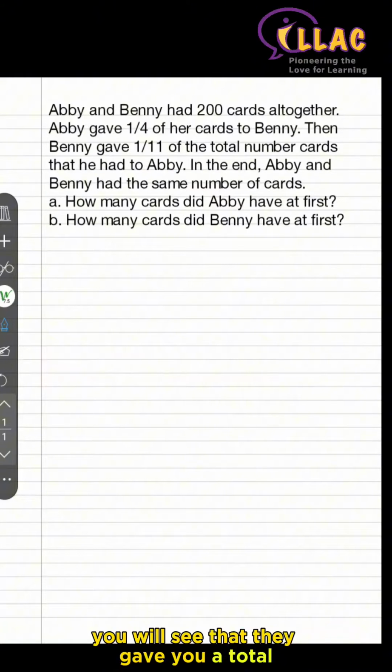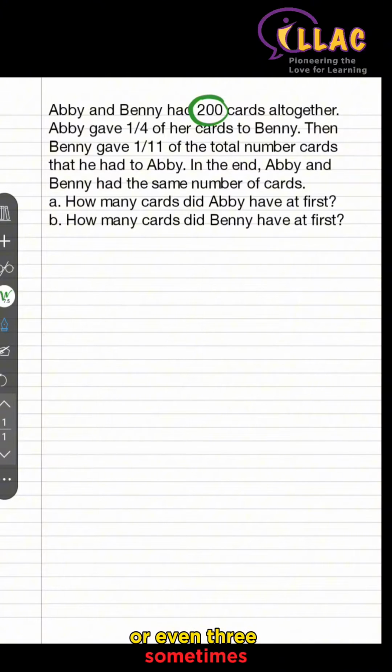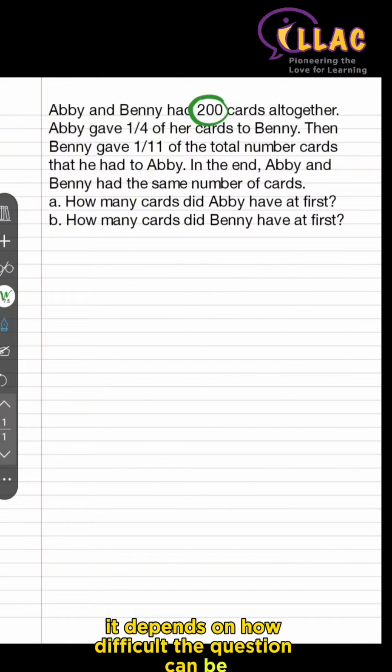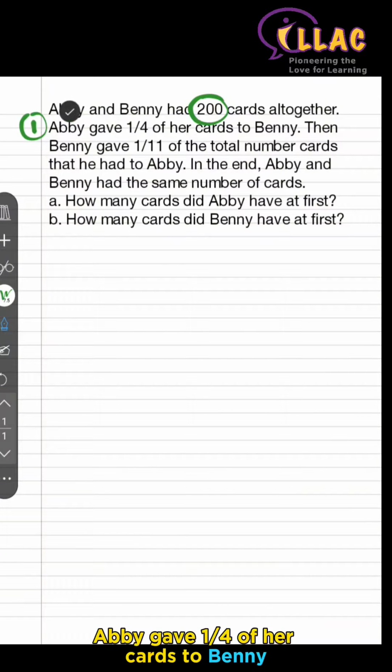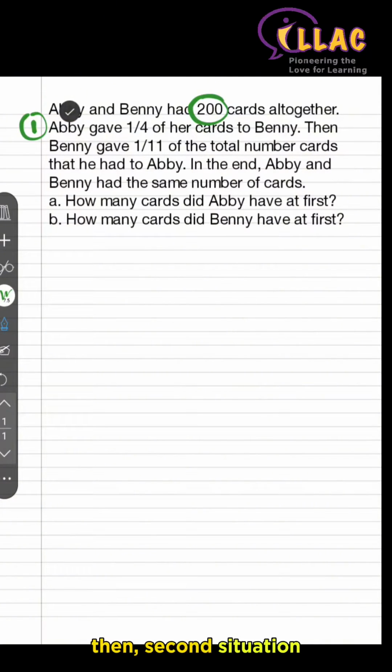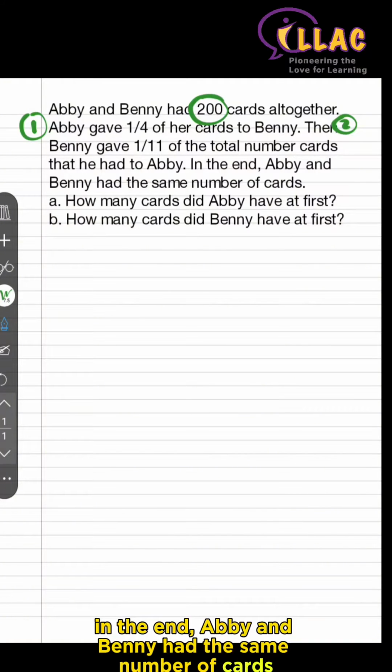You will see that they gave you a total and then they tell you 2 different situations or even 3 sometimes. It depends on how difficult the question can be. So in the first situation, Abby gave 1/4 of her cards to Benny. Then, second situation, Benny gave 1/11 of the total cards to Abby. In the end, Abby and Benny had the same number of cards.